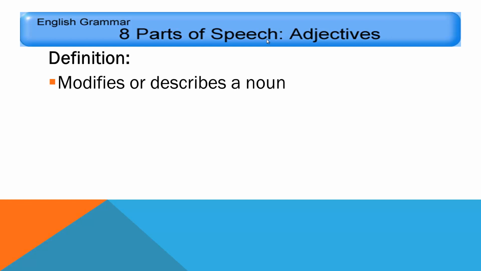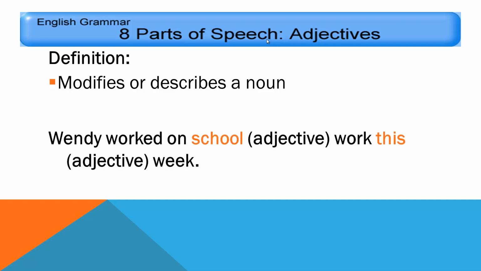So here's adjectives then. Adjectives are the words that modify or describe a noun. They tell you something more about a noun. So for example, back on that previous sentence, Wendy worked on schoolwork this week. The word school there, that could be a noun if I looked at it in a dictionary, and we're talking about the little place that you go to and learn things. But here it's acting as an adjective because it's describing what kind of work she's going to do. It's schoolwork rather than homework, rather than hard work, for example.